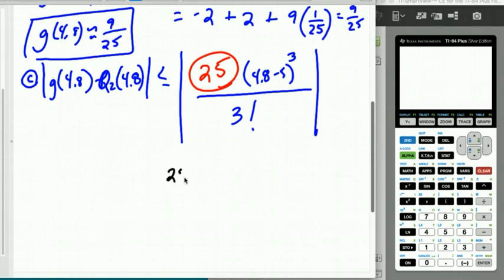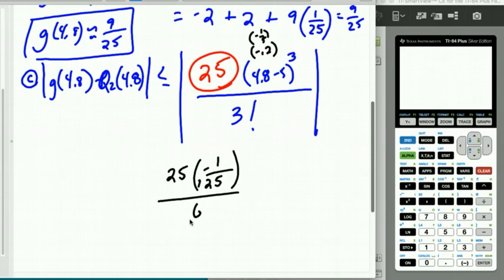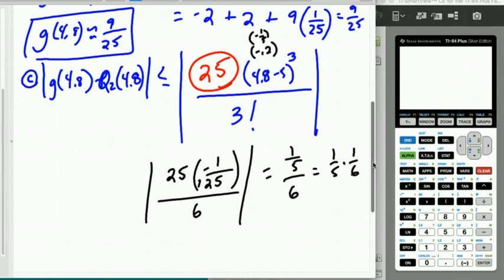So this is a 25 times, so recall that this is a 0.2. It's a negative 0.2, but we don't really care. So 0.2 is 1/5, right? That's a negative 1/5 here. So I'm going to get a negative 1 over 125 rather, okay? All over a 6. That's what this thing is, right? Now the absolute value is going to take care of the negative, so I get that this is a 1/5 over a 6, which is a 1/5 times 1 over 6. I get that this thing is a 1 over 30.